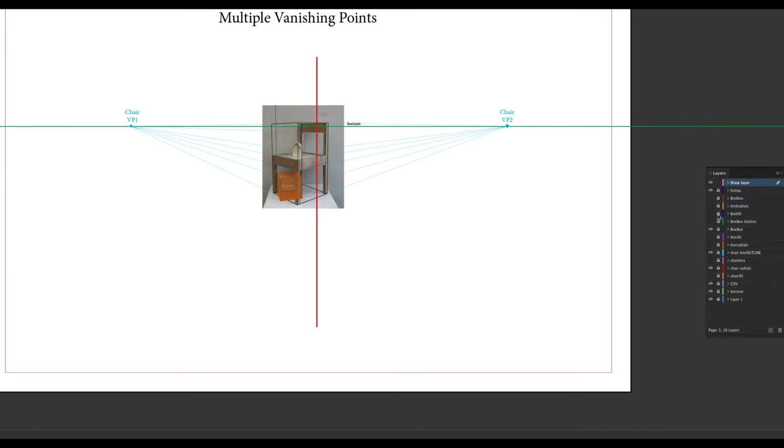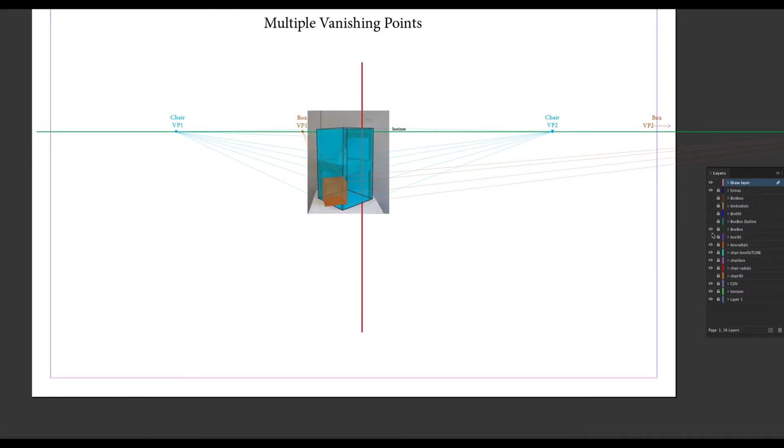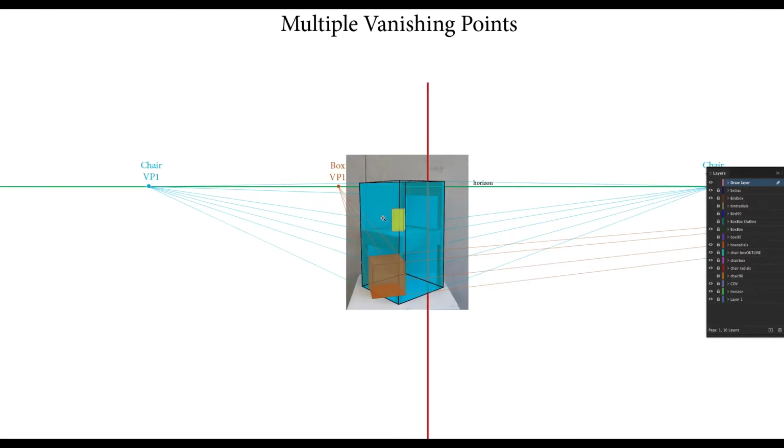So in addition to the chair box and its radials emanating from its viewpoints, and the box, which has its own set of radials emanating from its vanishing points, we have a third set. Now this is that birdhouse.